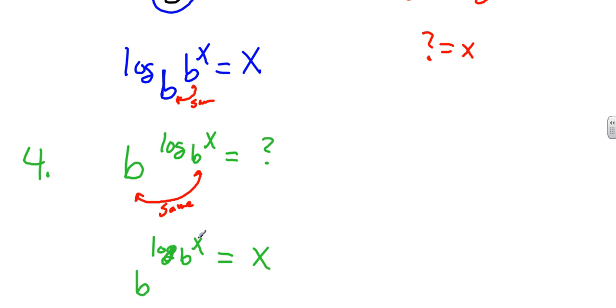Okay, so 1 and 2 are the big ones. Number 3 is basically a little spin-off of number 2, and then number 4 is just a rewriting of number 3. So there's 2 big ones, and the other 2 are just little tweaks, little adjustments from those.